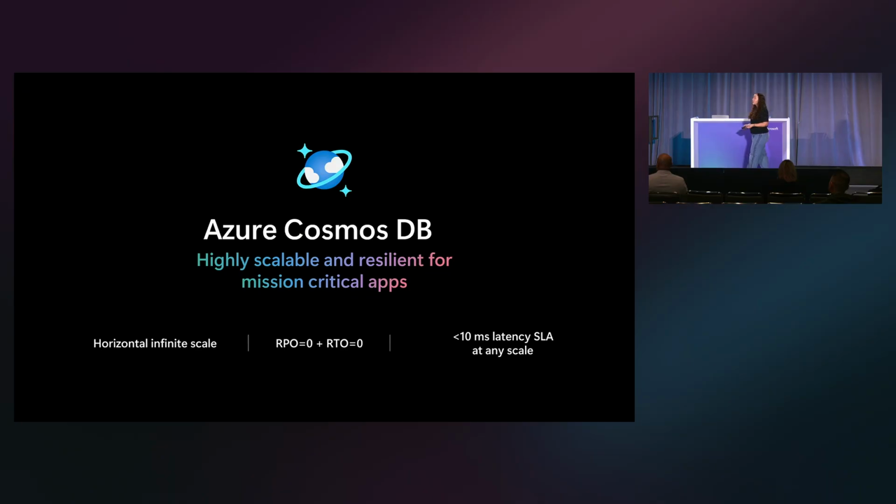CosmosDB also has built-in resiliency. You can achieve an RPO of 0 with strong consistency, meaning that there is 0 data loss.